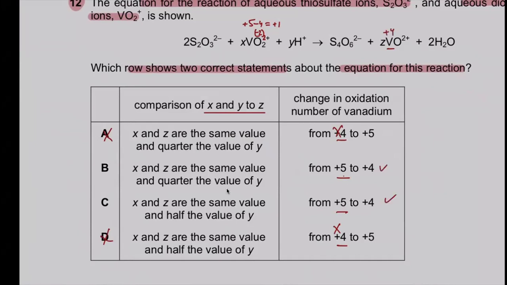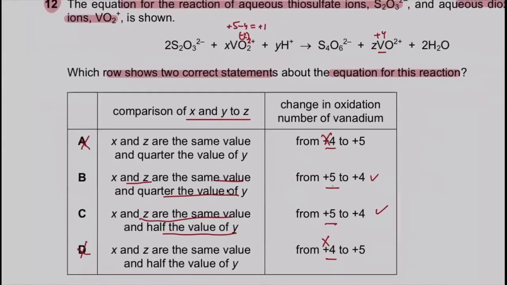Now, what they are stating is, X and Z are the same value and half the value of Y. So we have to figure this out. Its oxidation number is changing from +5. I'm just removing all of them, keeping only the one whose oxidation number is changing. So it's going from +5 to +4.